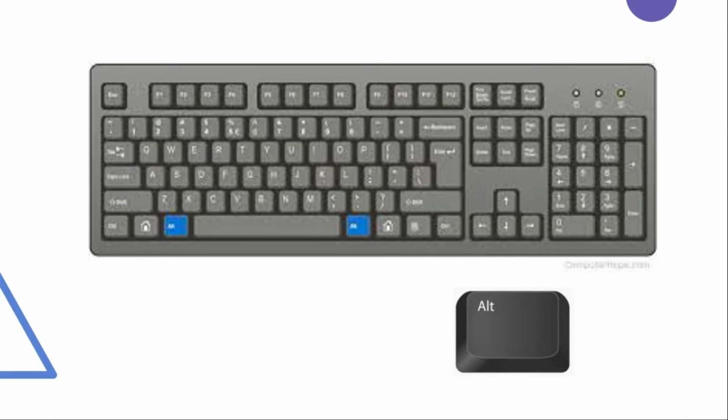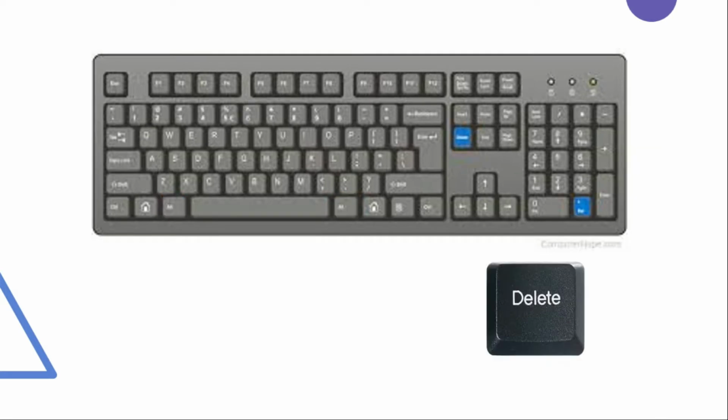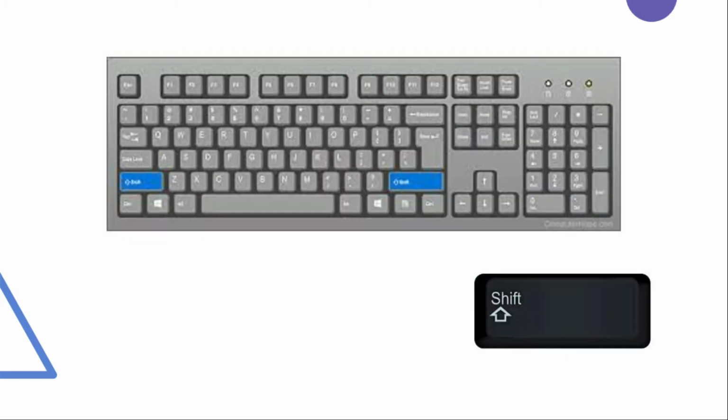This one, the alt key, we will use it with the shift key to change the language. Okay, and here, delete, we will use it to erase letters or anything, any mistake you write. And here we have the shift key. We will use it, for example, to change the language with the alt key, or you will use it with any letter to make that letter a capital letter.